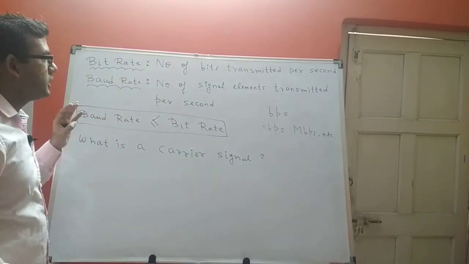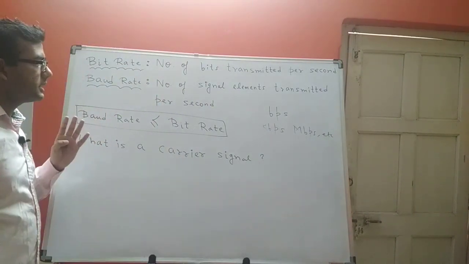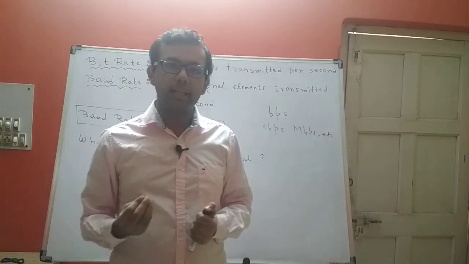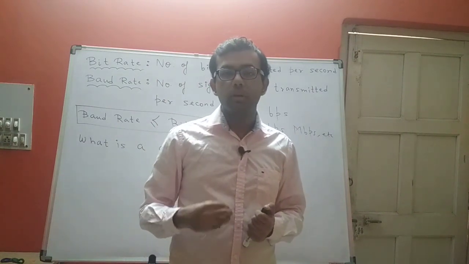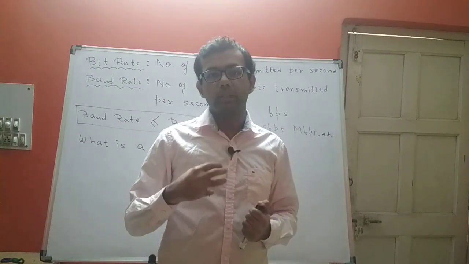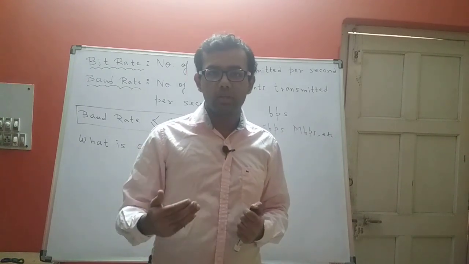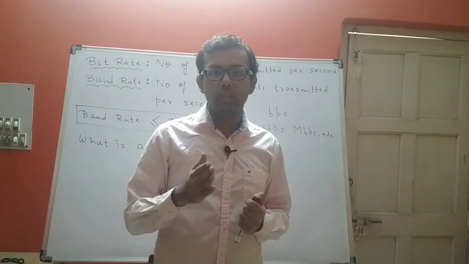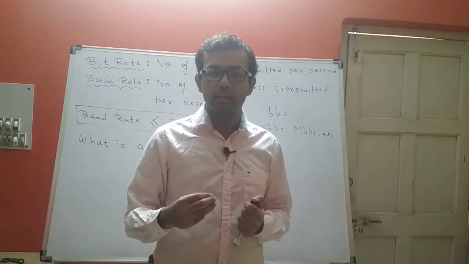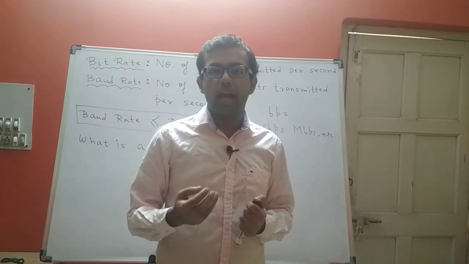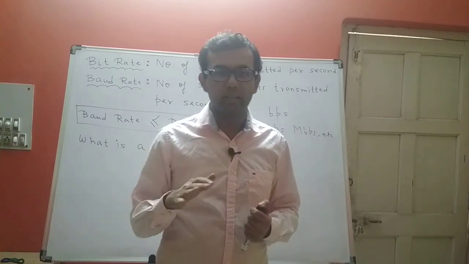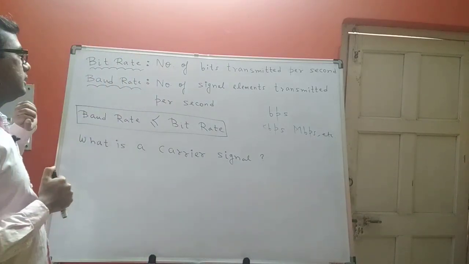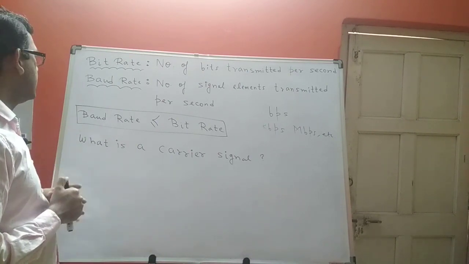And what about baud rate? Baud rate is the number of signal elements that are transmitted per second. What do you mean by signal element? A signal element is a carrier for your bits. You will have some information to transmit, and when it is encoded into a signal, it involves the use of carrier signals. Those carrier signals take those bits and transmit them to the required destination.